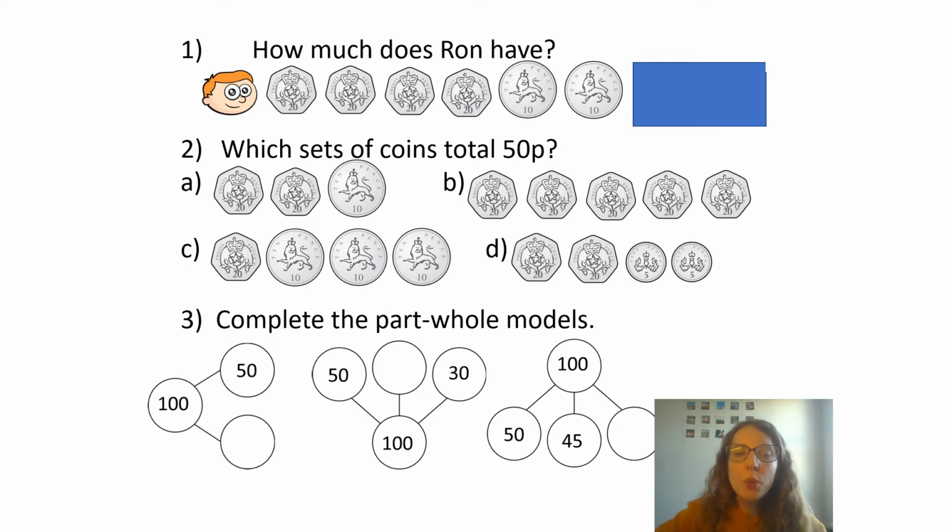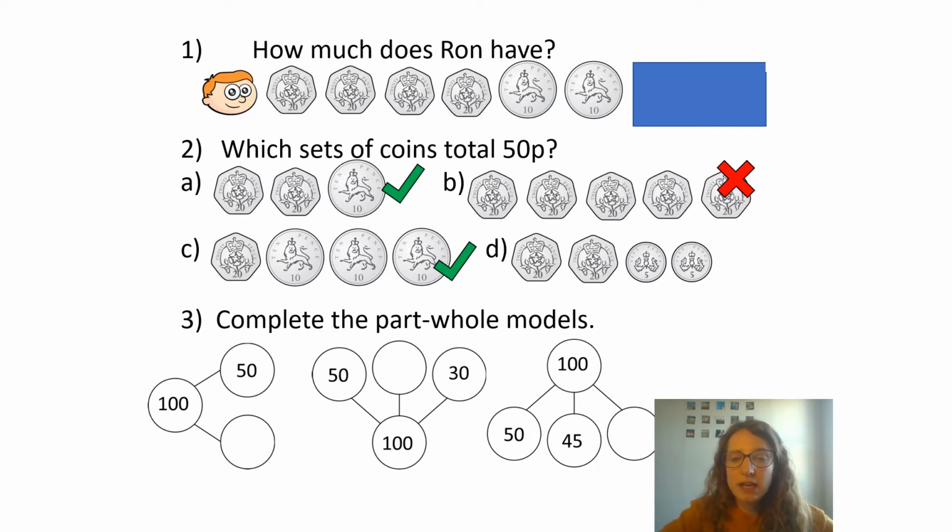Number 2, which sets of coins total 50 pence? Like I said, it can be more than one, so we need to check all of them. So again, count with me, check that you're adding them up correctly. So we've got A, we have got 20, 20 and 10, so 20, 40, 50. Next one we've got on B, 20, 40, 60, 80, £1. So that is too much on that one. Then on C, we have got 20, 30, 40, 50. So that one does total 50 pence.